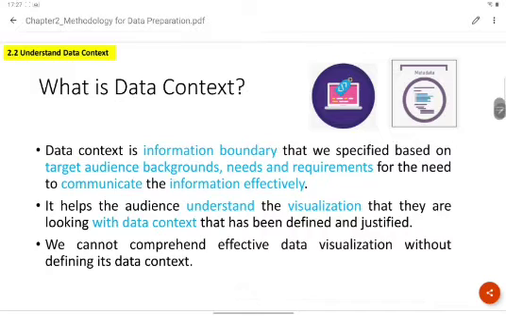Data context is the information boundary that we specify based on the target audience's background, needs and requirements, to communicate information effectively. It helps the audience understand the visualization they are looking at. We cannot comprehend effective data visualization without defining its context. It means that we have to clearly understand the data that we have, so that we can define the data context.